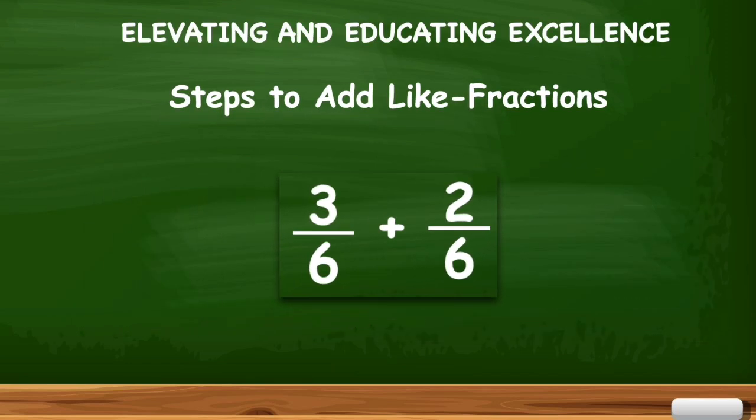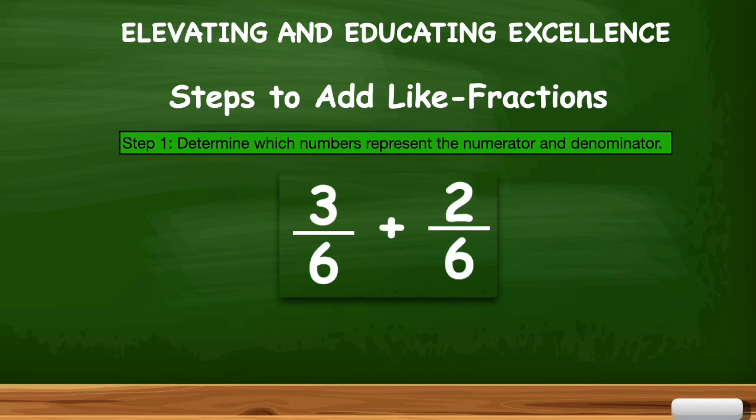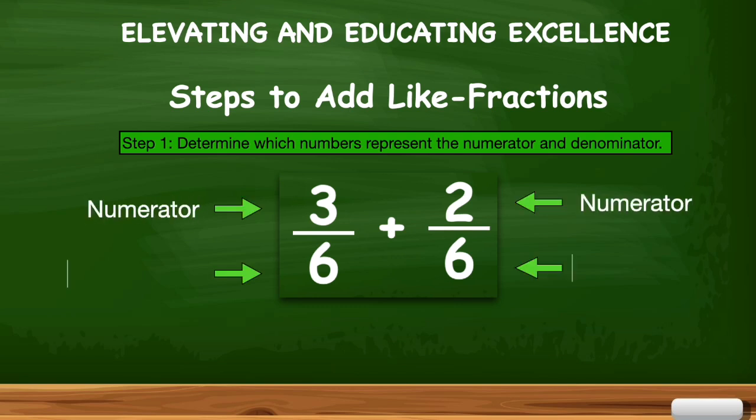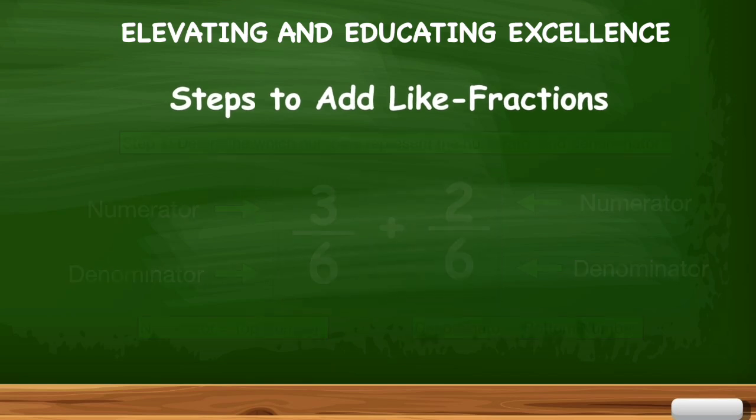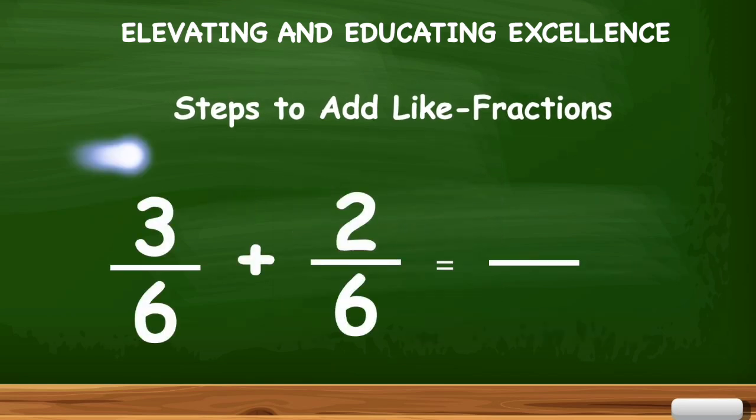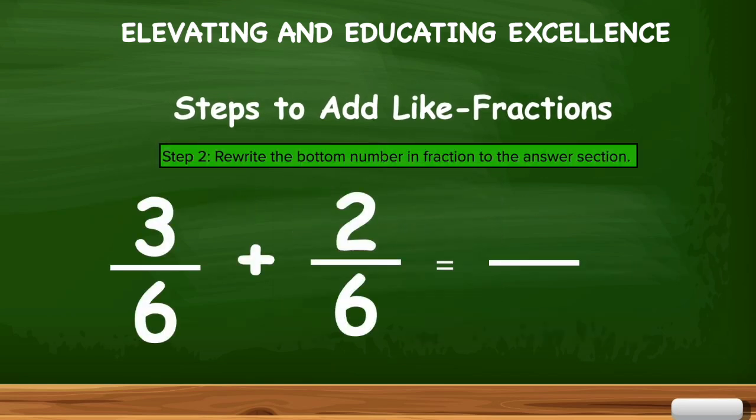So let's begin. Step number 1, determine which number represents the numerator and the denominator. The top number represents the numerator. The bottom number represents the denominator. So numerator equals top number, denominator equals bottom number. Now we're going to do step 2. Rewrite the bottom number in the fraction to the answer section. So we're going to move the 6 over to the fraction in the answer section.